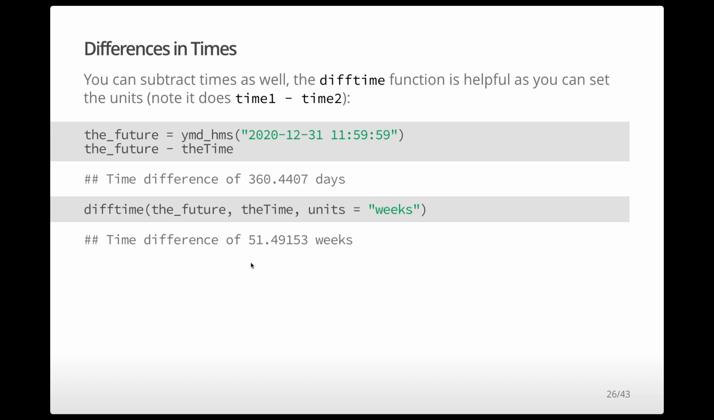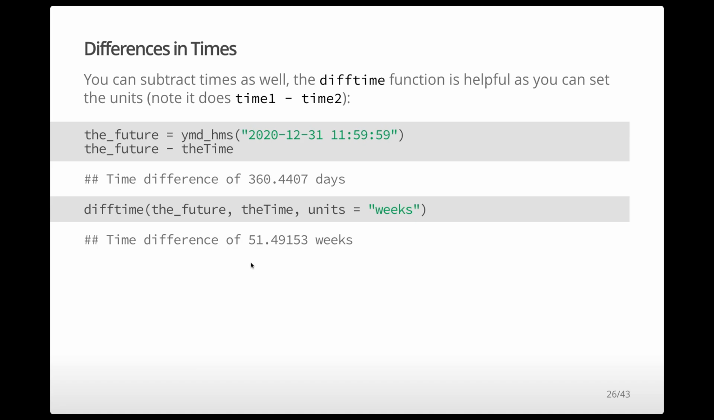Differences in time. So you can subtract times as well. The diff time function is helpful, and you can get units for that, which we'll show in the second part. But otherwise, you can just take differences in time. So let's say I have, again, a character, 2020, 12/31, midnight. This is saying how many days until the end of the year, for example. So this is December 31st. I turn that into a date object using this. I say the future minus the time that we ran it. And it's about 360 days, 360.4 days from now.